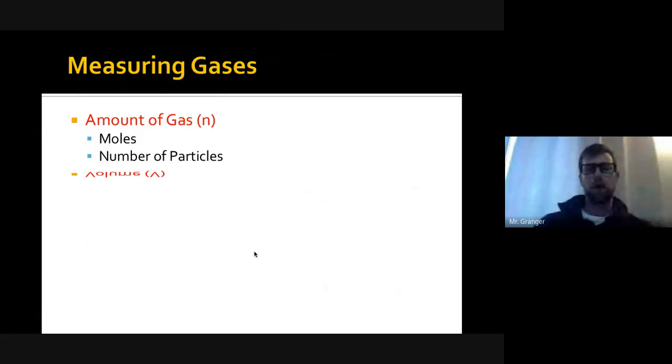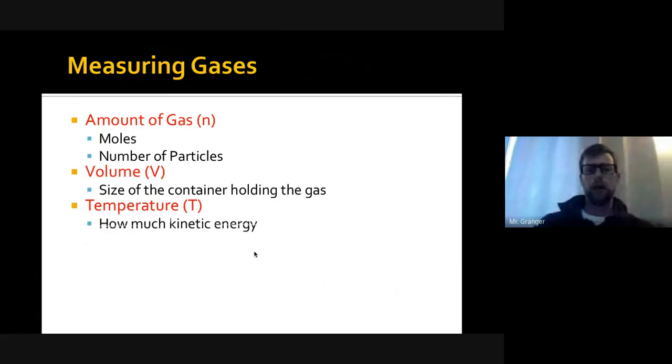Volume is represented with a capital V. Volume is, of course, the size of the container holding the gas, right? So gas is going to fill up whatever space you give it, whether it's very small or very large. And then temperature, we are going to be focusing on the Kelvin scale of temperature. So we're looking at how much kinetic energy is present within the particles and their movement, and how they're colliding. So the temperature helps us explain the collisions.